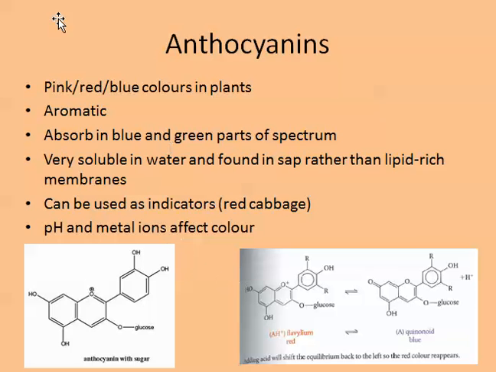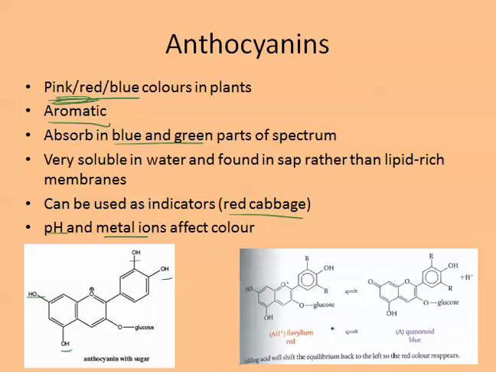Final group, anthocyanins, cause plants to be pink, red or blue. Aromatic compounds, look at all these fused benzene rings, they absorb in the blue and green parts of the spectrum, so we start to see more reddish colours, and a good example of them is found in red cabbage. Soluble in water because of all these hydroxyl groups, lots of hydrogen bonding there, and their colour can be affected by pH and the presence of metal ions.